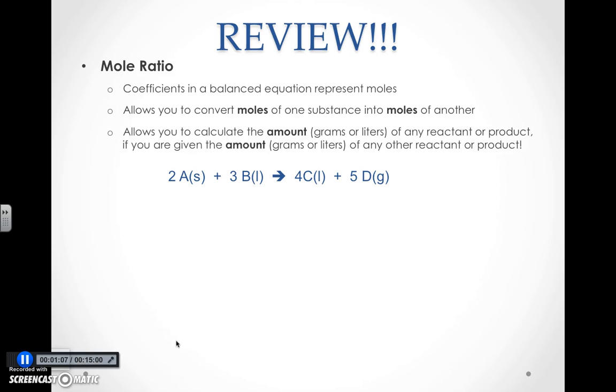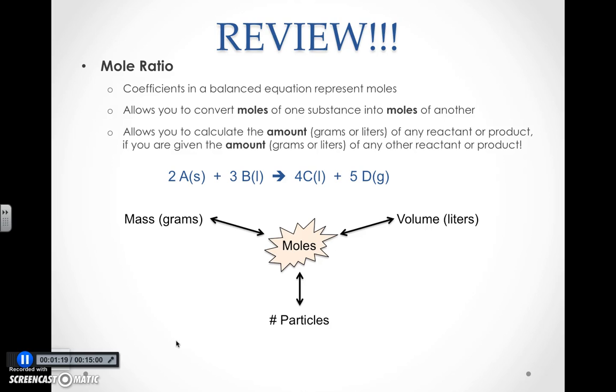But the mole ratio also allows you to calculate the amount in grams or liters of any reactant or product if you're given the amount in grams or liters of any other reactant or product. So how do we do this? Well, this diagram should look pretty familiar. So let's pretend for a moment that you're given mass in grams of reactant A, and you're asked to calculate the volume of product D in liters. Well, how do you do it?